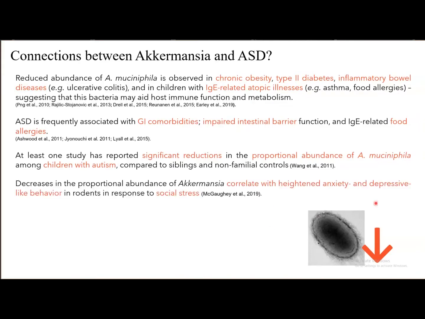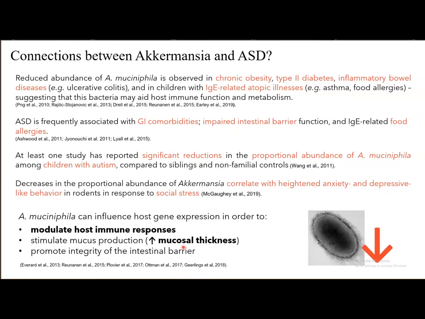We also see, and this is quite interesting, that if you have decreases in this proportional abundance of Akkermansia muciniphila, proportional abundance meaning less Akkermansia compared to less of everything else that's in there, that's correlated with heightened anxiety and depressive behavior in rodents in response to social stress. So that kind of results in impaired sociability. Rodents are very social creatures by nature. What you get here is a phenotype with less social interaction. So that kind of correlates with autism in humans.